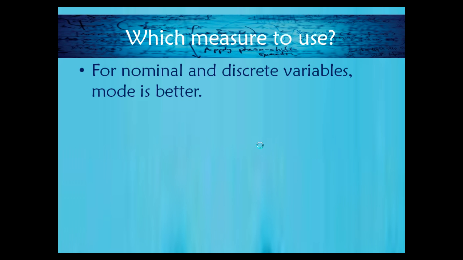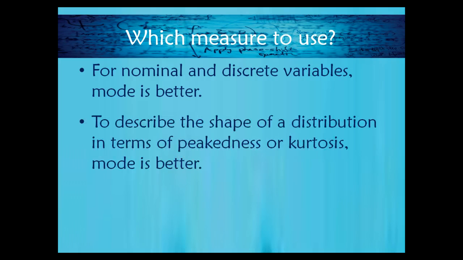So which measure to use? For nominal discrete variables, mode is better. To describe the shape of a distribution in terms of peakedness or kurtosis, mode is also better.